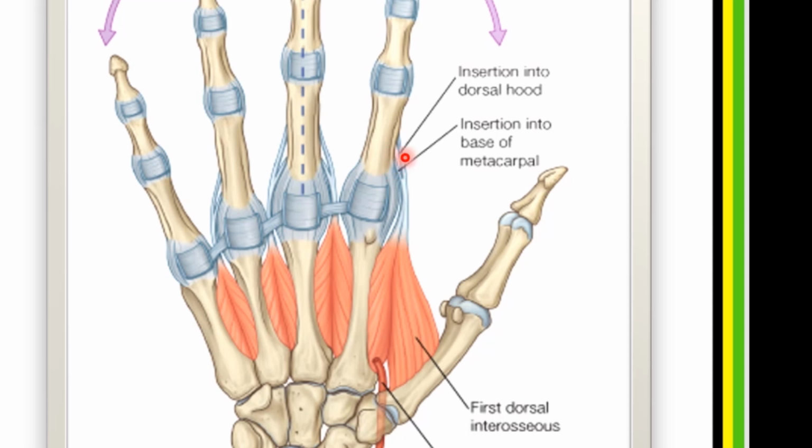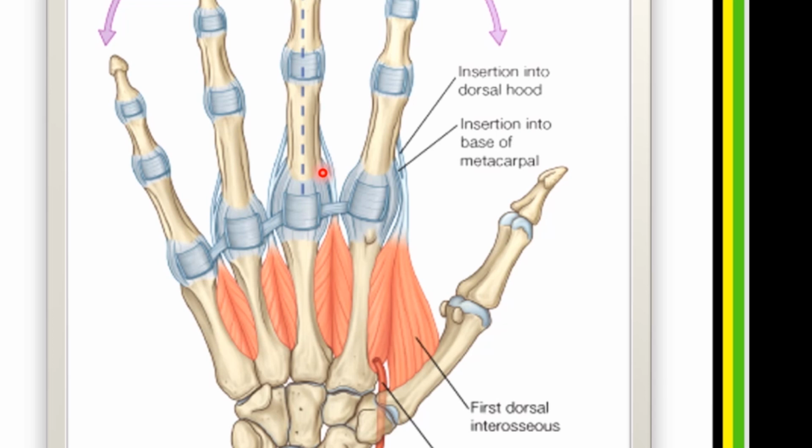Now the tendons of the dorsal interossei will pass deep to the transverse metacarpal ligaments. These are the transverse metacarpal ligaments. We see the tendons passing deep to them, running to the base of the corresponding proximal phalanx for insertion.